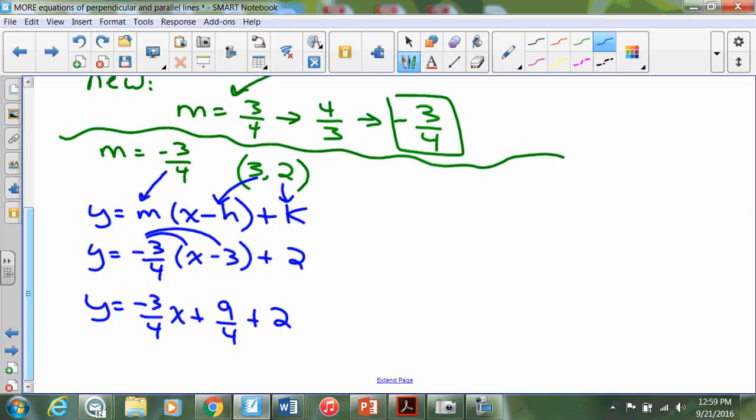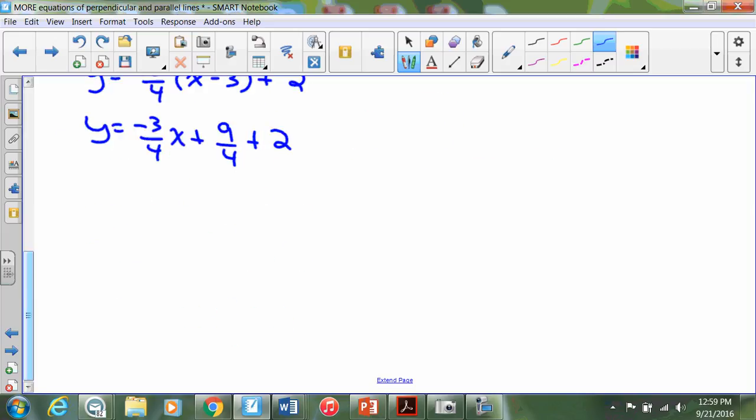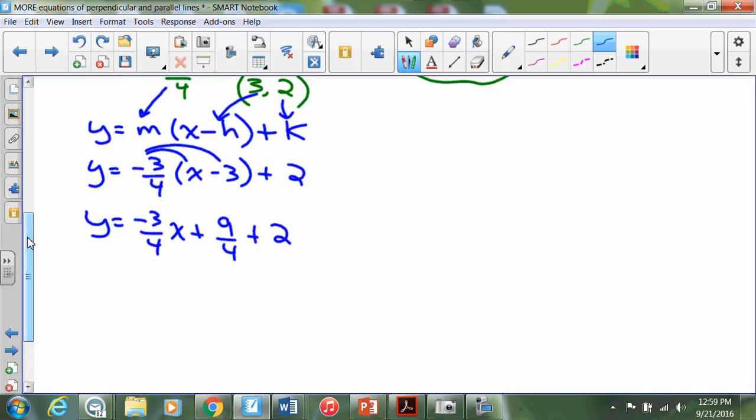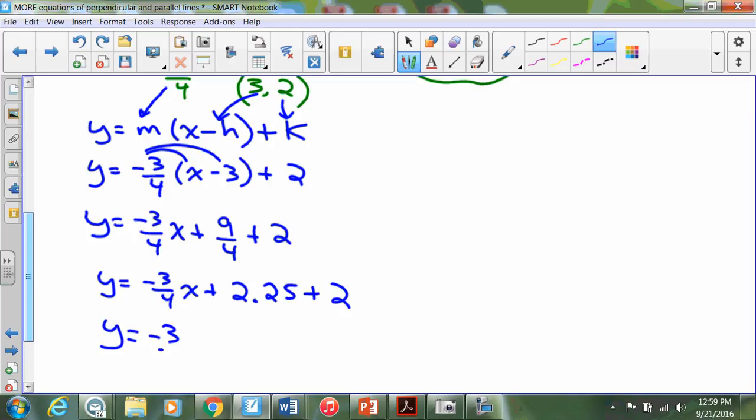You guys can change that to a decimal. I don't have a calculator in front of me, so let's see. I'm going to rewrite this with a decimal because I think that will be easier for you guys to add to a 2. So 4 goes into 9 2 times. 8 with 1 remaining. Bring the 0 down. And I think that's right. If I'm wrong, sorry.